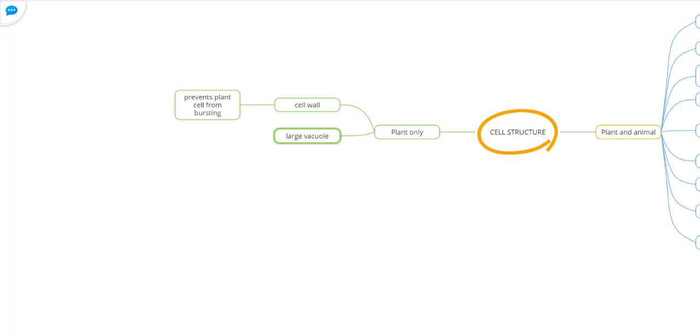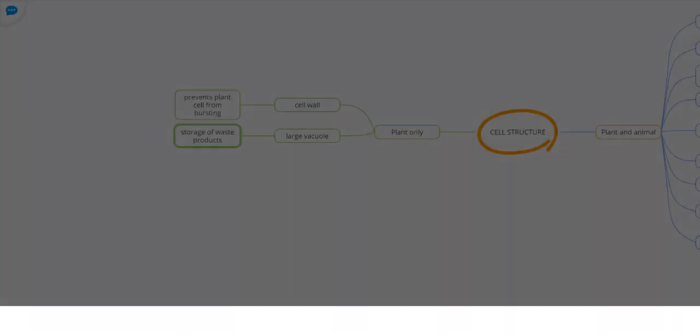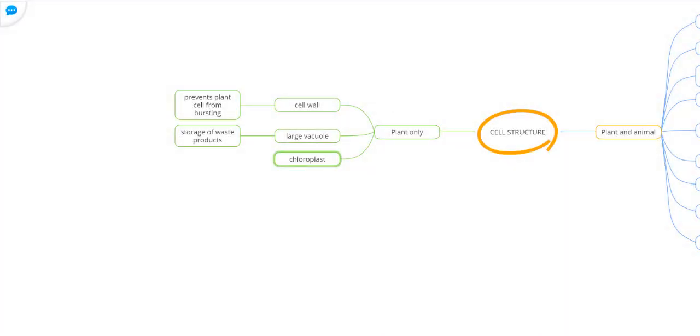Of course, it is possible for vacuoles to exist in animal cells, but when they are present, they are only present as very small vacuoles. The chloroplast. The function of the chloroplast is photosynthesis.